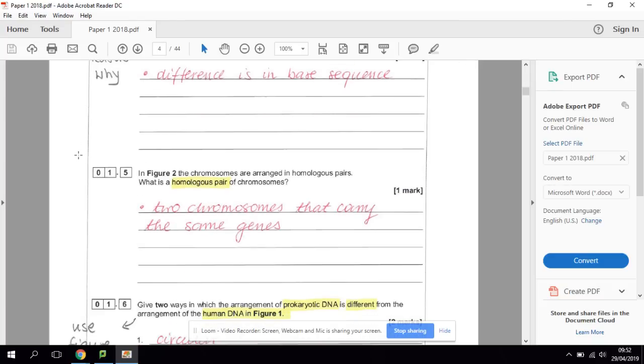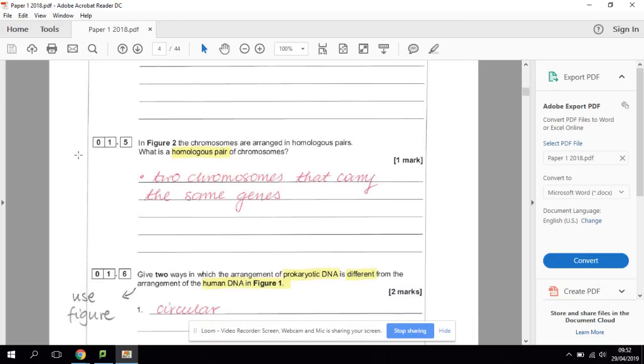Next question. In figure 2, the chromosomes are arranged in homologous pairs. And what is a homologous pair of chromosomes? So only the definition. There are 2 chromosomes that carry the same genes. And we know that one comes from mom, of course, so that's maternal, and the other one is paternal.